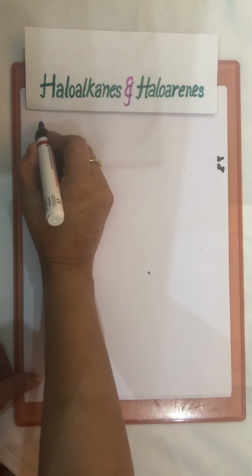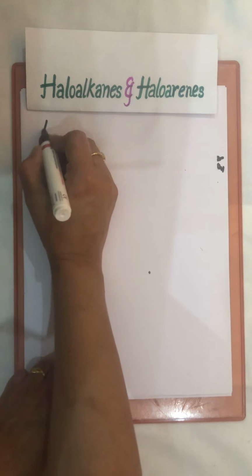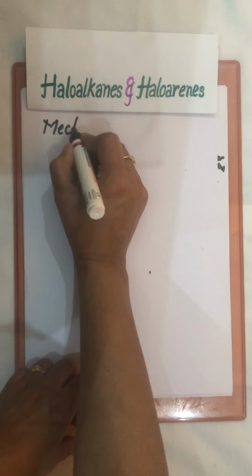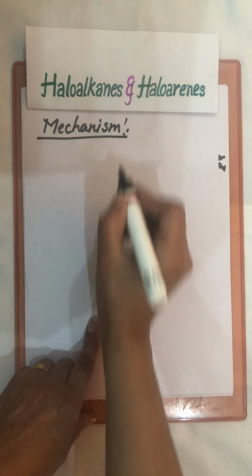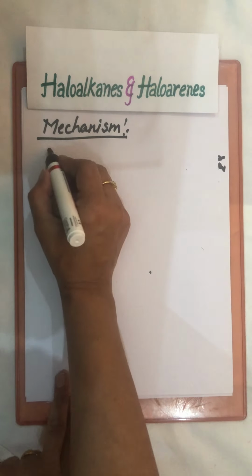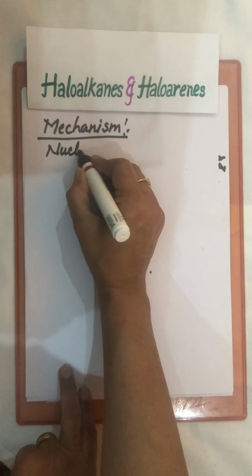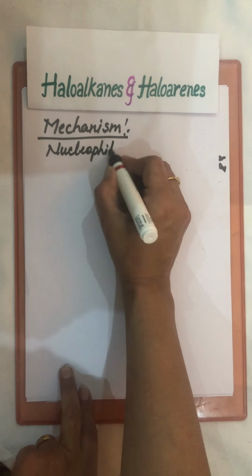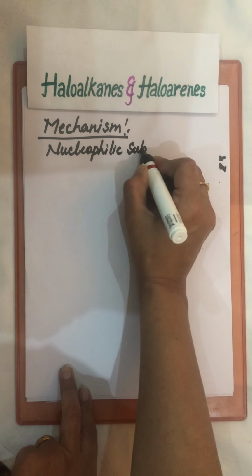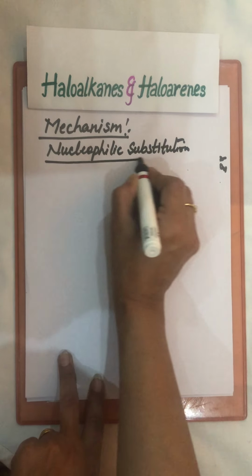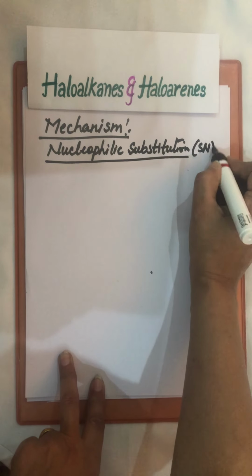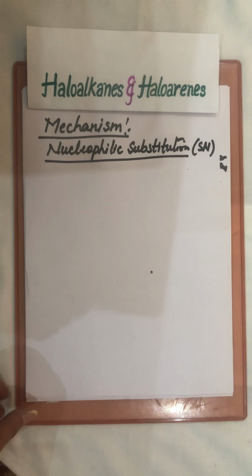Our next topic in haloalkanes and haloarenes is the mechanism. Haloalkanes show nucleophilic substitution mechanism, which is abbreviated as SN reaction because they are showing nucleophilic substitution reactions. So the mechanism is known as nucleophilic substitution mechanism.